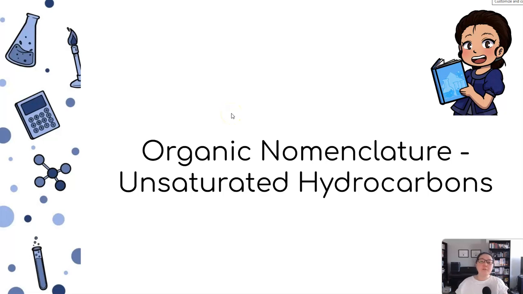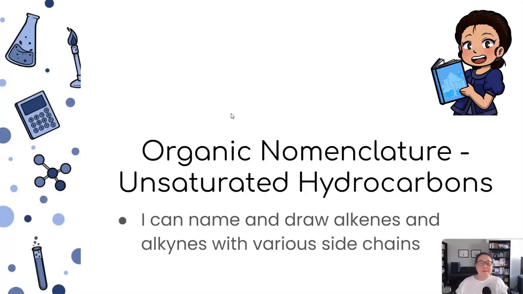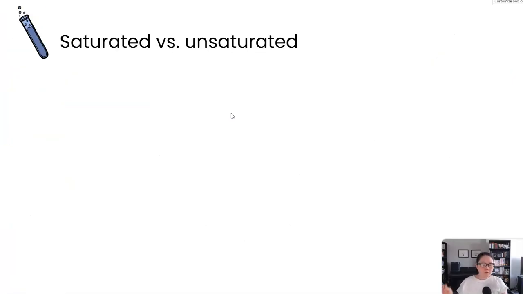Hello folks, and welcome to this lesson on the organic nomenclature of unsaturated hydrocarbons. By the end of this lesson, you should be able to name and draw alkenes and alkynes with various side chains. So last time we dealt with the alkanes, which are referred to as saturated, and this time we're going to be dealing with some unsaturated hydrocarbons.